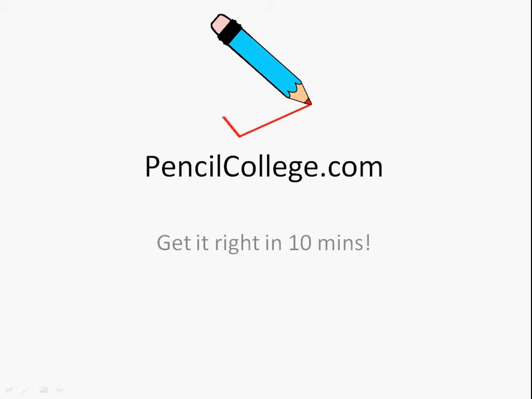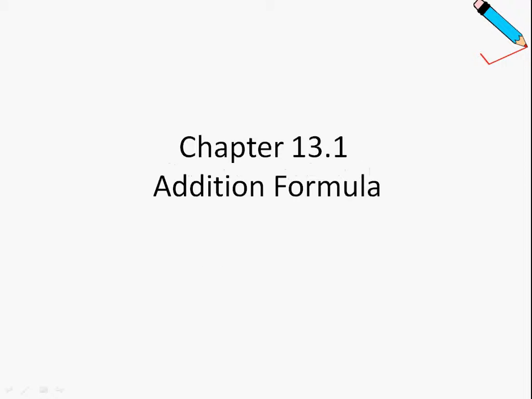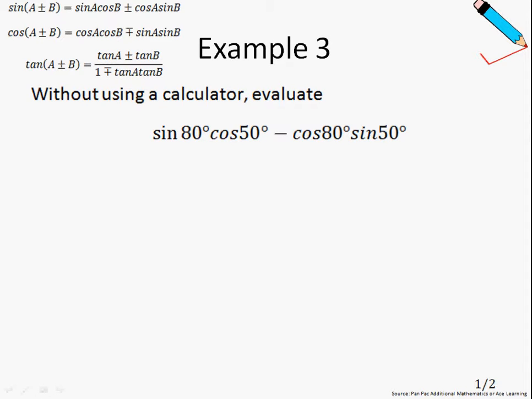In this video, we'll be looking at more examples from Chapter 13.1, where we'll be using the addition formula for trigo. In example number 3, the question says, without using a calculator, evaluate sine 80 degrees cosine 50 degrees minus cosine 80 degrees times sine 50 degrees.